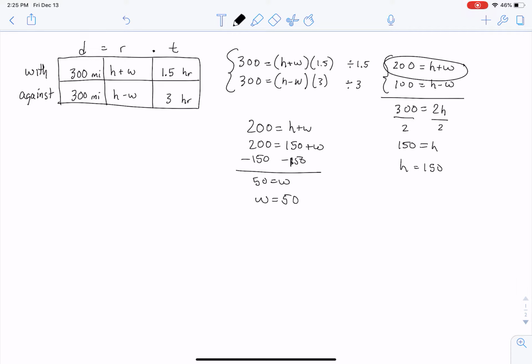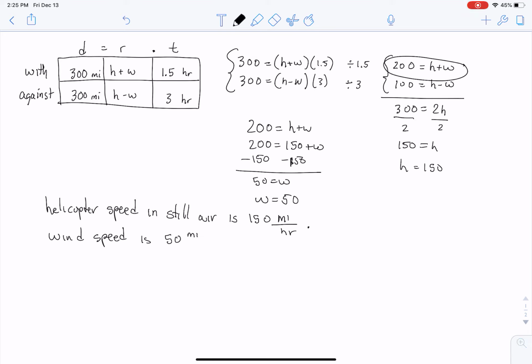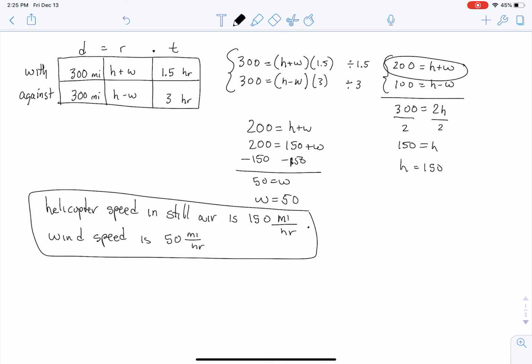So the question says, what's the helicopter speed in still air, and what's the wind speed? So the helicopter speed in still air is 150 miles per hour, and the wind speed is 50 miles per hour. And this would be the answer to this question.